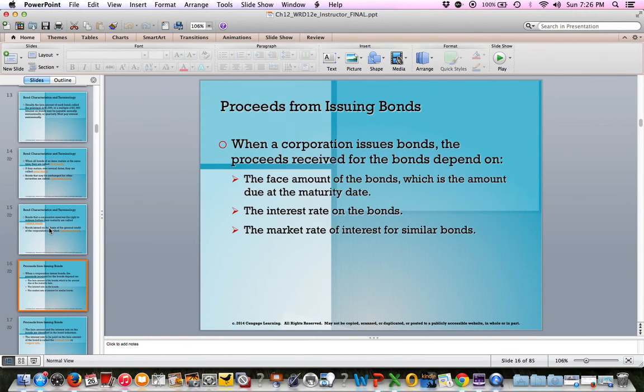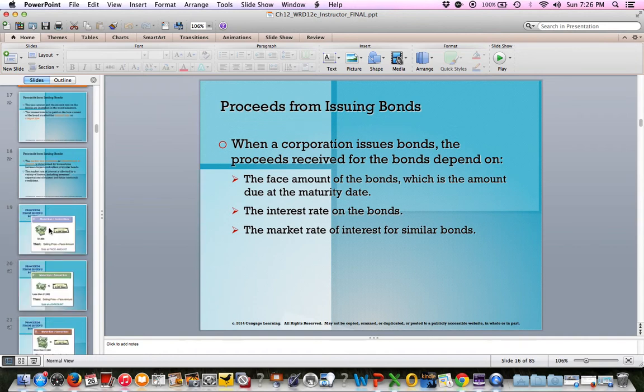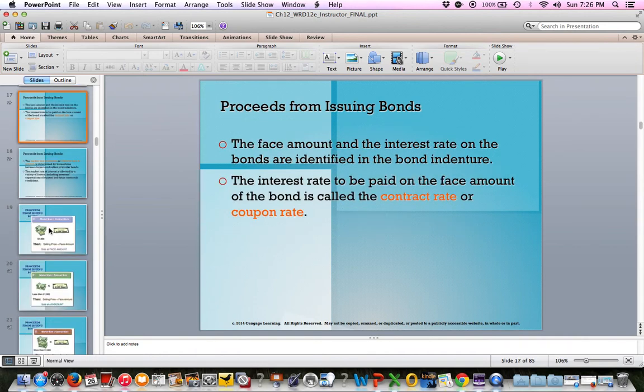Proceeds from issuing bonds. When a company issues bonds, the proceeds are received, and how much is received depends on a few things: the face amount of the bonds, which is the amount due at maturity, plus the interest rate on the bonds compared to the market rate of interest for a similar bond. The market value of a bond is very much influenced by interest rates, and interest rates change all the time. So the price of a bond will change based on the market rate of interest. You compare the market rate of interest to the face amount of interest, and that will affect the price of the bond.